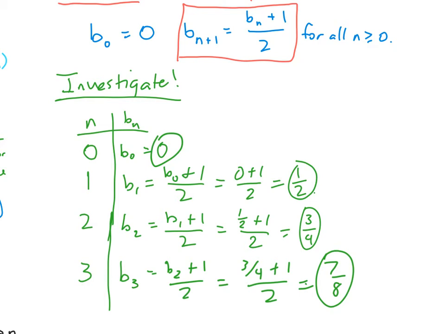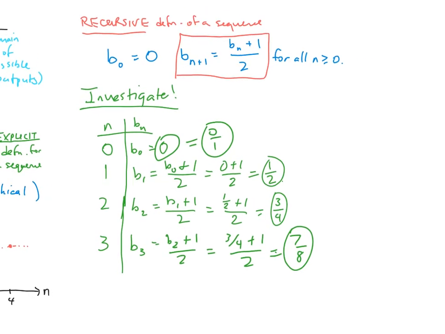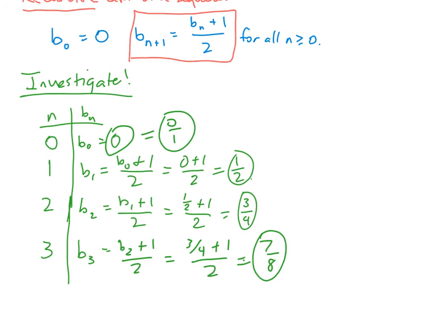And I'm wondering at this point if you see any kind of pattern here. It might help if I rewrote this 0 in a different way. That can be thought of also as 0 over 1. You might notice that the denominator always seems to be a power of 2, and that power of 2 is growing very predictably. It kind of looks like the denominator of b sub n in each case is 2 to the n. Like, that seems consistent with what we have so far, right?